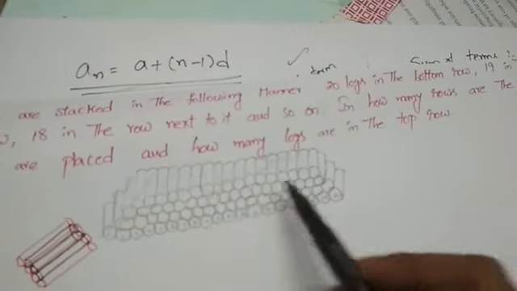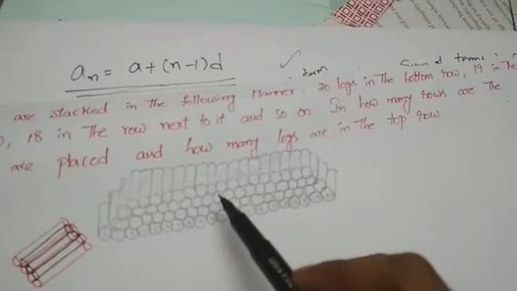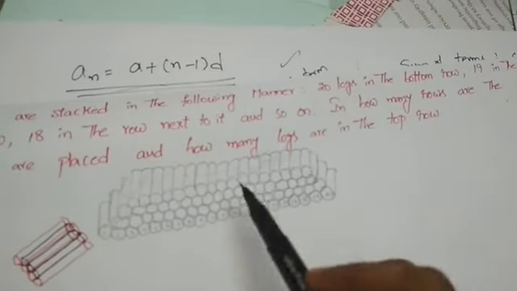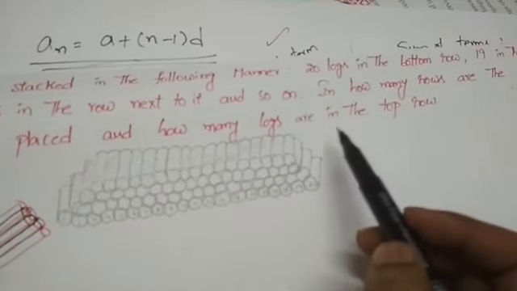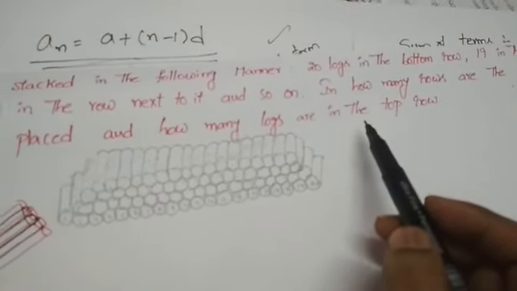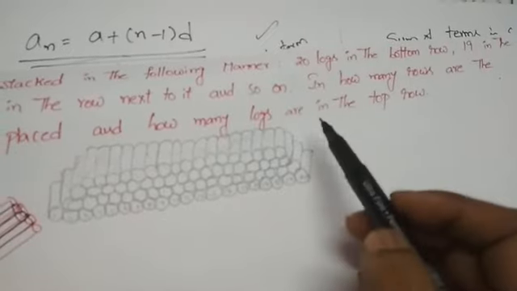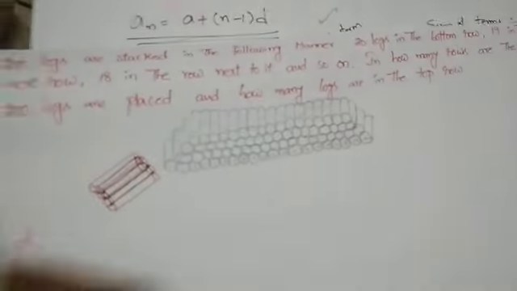If we arrange like this, these are 20, 19, 18, 17, 16, 15, like that. If we keep on arranging, how many rows will we get? And in the top row, how many logs are there, that we have to find out. So two questions. We will start now with what he has given.